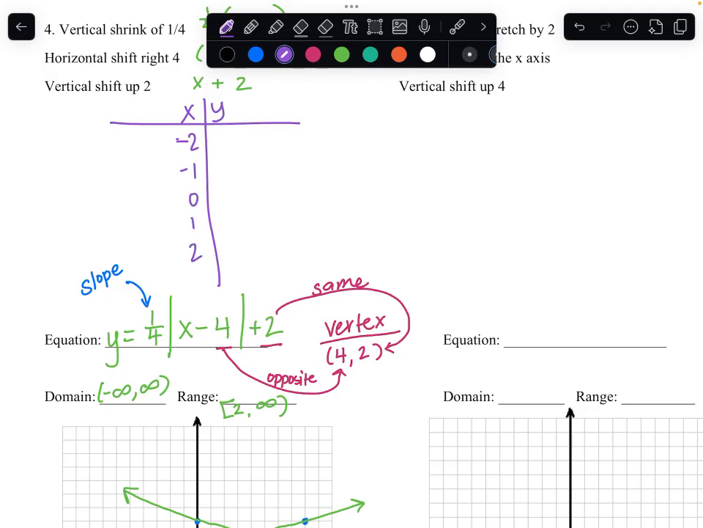And so to kind of prove this, we can do our table of values, x, y, -2, -1, 0, 1, 2, 2, 1, 0, 1, 2. Take our y values, multiply them by 1/4. Take our x values, add 4, and then take our y values and add 2.